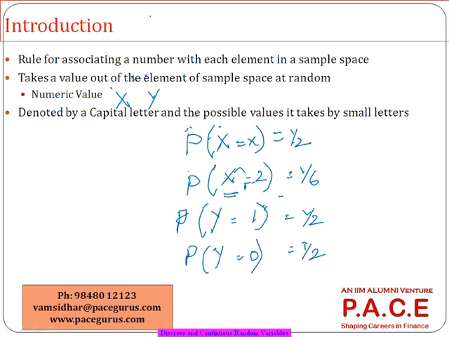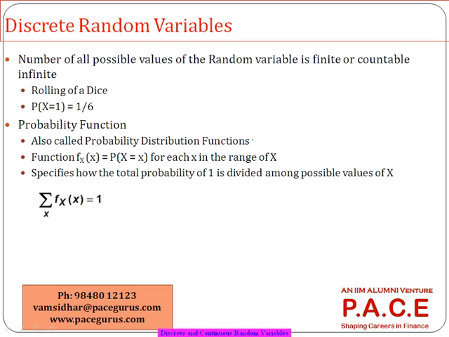That is where we are saying the random variable is denoted by a capital letter, and the possible values it takes are denoted by a small letter like this, right? Then, discrete is nothing but throwing a dice, tossing a coin, where I can count how many outcomes are really possible. So that is what we are calling the discrete variable.